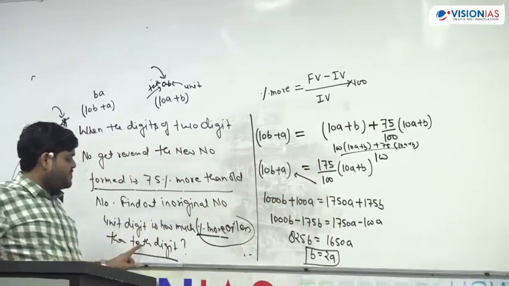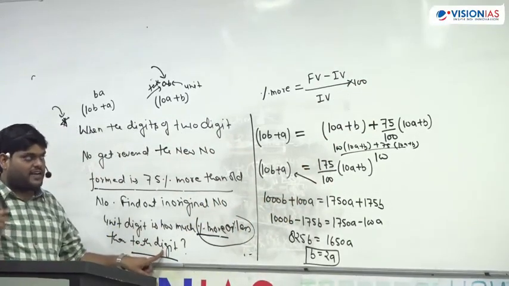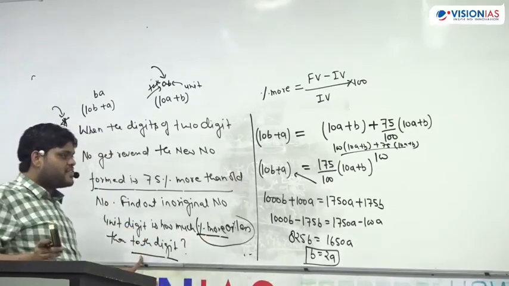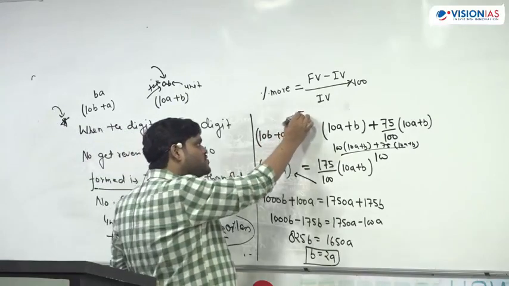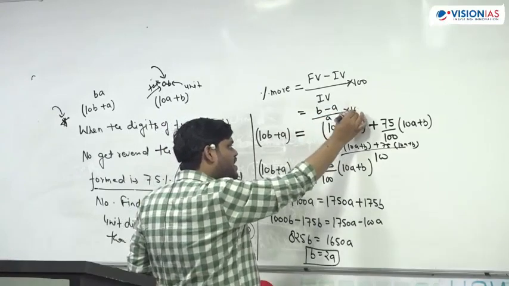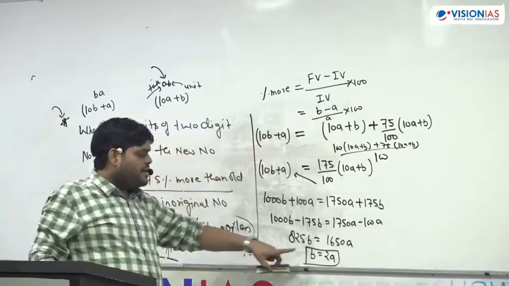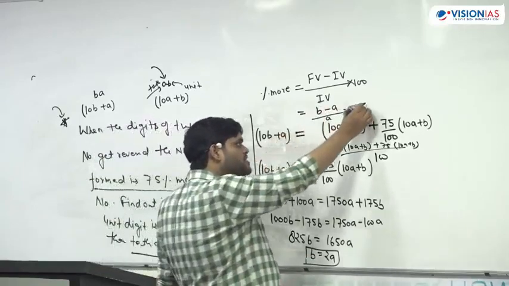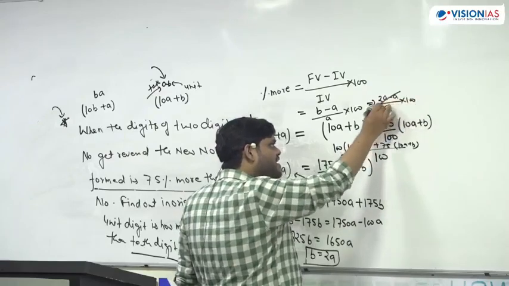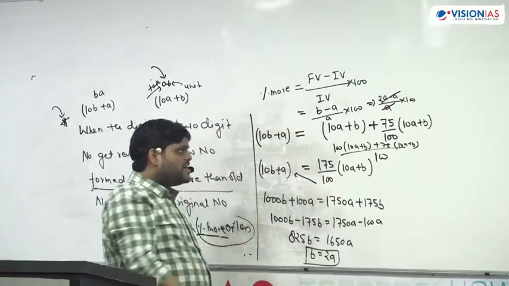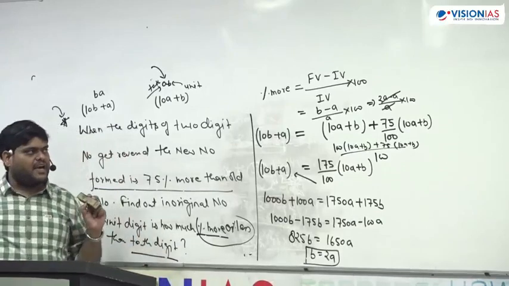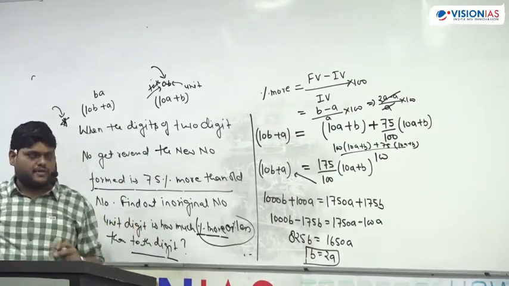So what is the initial value? The tenth digit is your initial value. Yesterday I told you the method to find the initial value. So B is the final value, A is the initial value, into 100. Just put the value of B. B is equal to 2A. If you put this, how much will you get? 2A minus A upon A into 100. This will cancel out. That means B is 100% more than A. The answer will be 100% more than A.